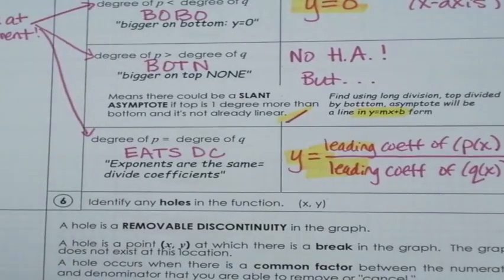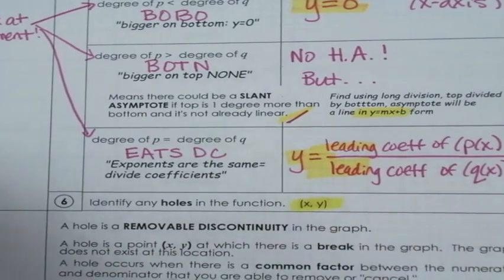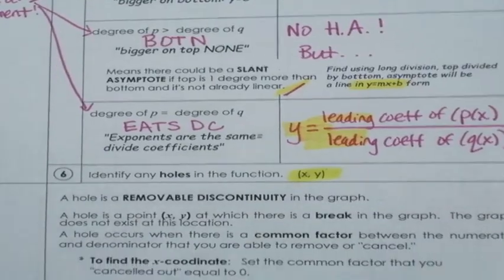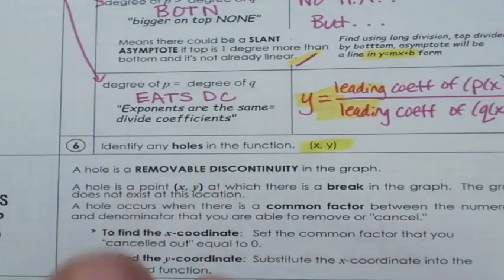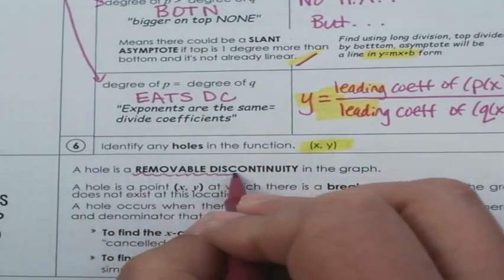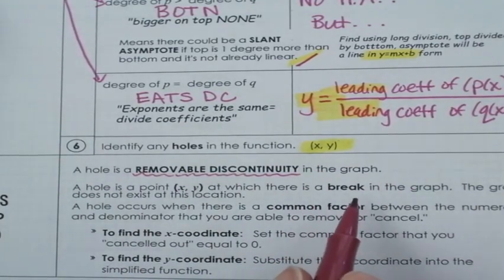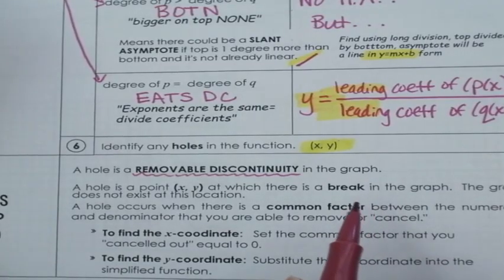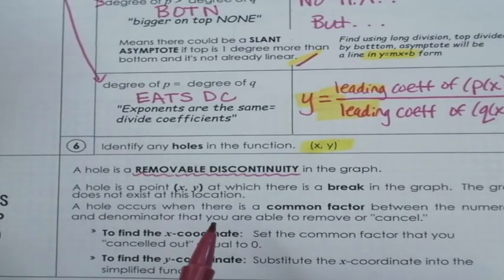The last thing that we need to talk about is a hole. Where do these breaks in the graph happen? So you have to identify if there are any holes in the function. The hole is an actual x comma y point. It's a point on the graph. Here's a little bit of information about the hole. It's called a removable discontinuity. Okay. It's a point at which there's a break in the graph. And when we get to our first one in the notes today, I'm going to go into Desmos and show you how that actually happens. Okay. The graph does not exist at this location.